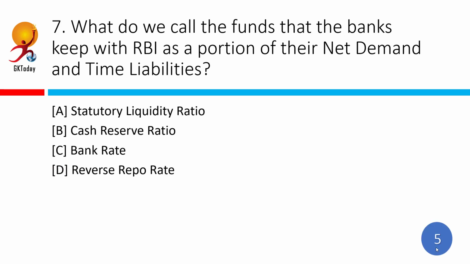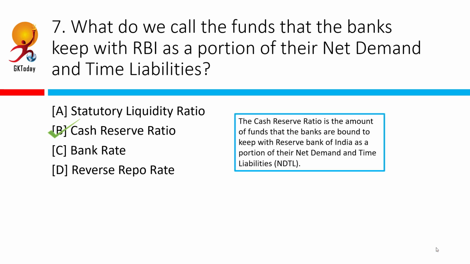What do we call the funds that the banks keep with RBI as a portion of their net demand and time liabilities? Correct answer is cash reserve ratio. So the direct cash or the fund is cash reserve ratio, whereas if anything in the form of government securities, precious metals, etc. is your statutory liquidity ratio.